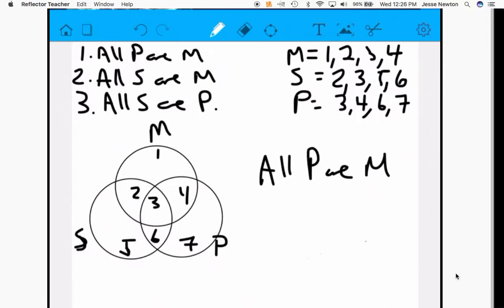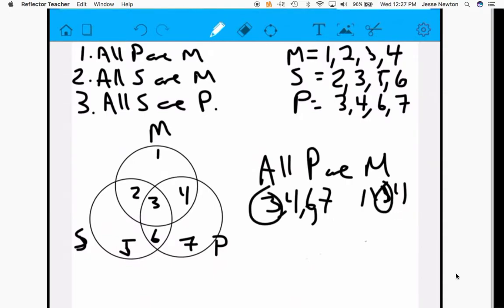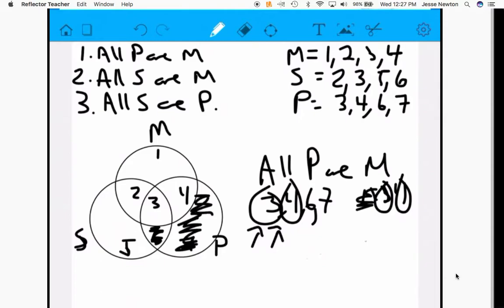And P is equal to regions 3, 4, 6, and 7. And M, 1, 2, 3, 4. And what regions overlap? 3 and 3, 4 and 4. And we scribble this out. And we're saying all P are M. So all the P that exist are in 3 and 4. Well, if all the P that exist are in 3 and 4, where are they not? They're not in 6, and they're not in 7. So that's how we show that. We shade in 6 and we shade in 7.